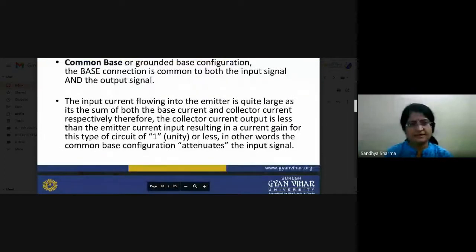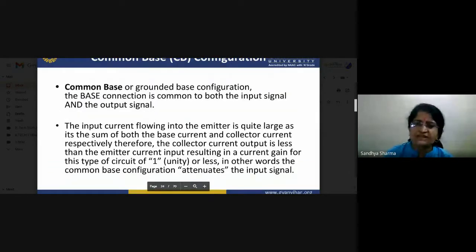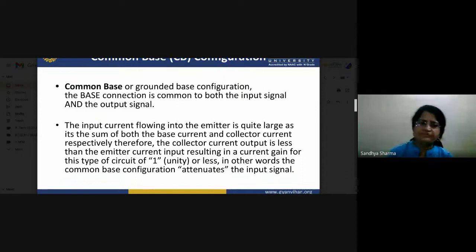Now what will happen? The input current flowing into the emitter is quite large, as it is the sum of both the base and collector current. We have seen that the current gain is equal to 1, or approximately equal to unity. It may slightly attenuate also.